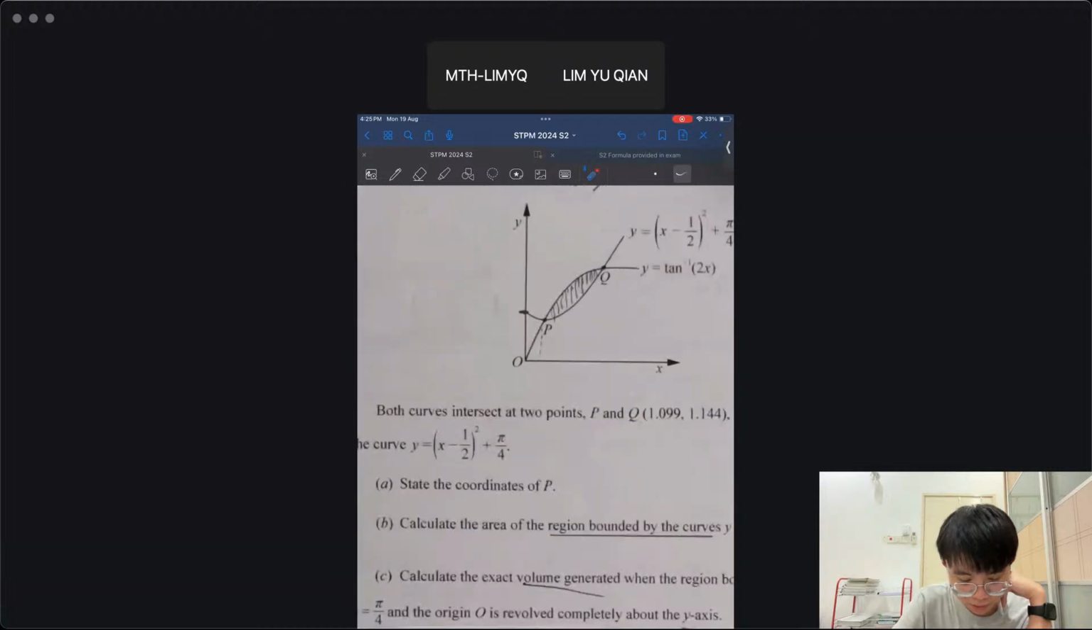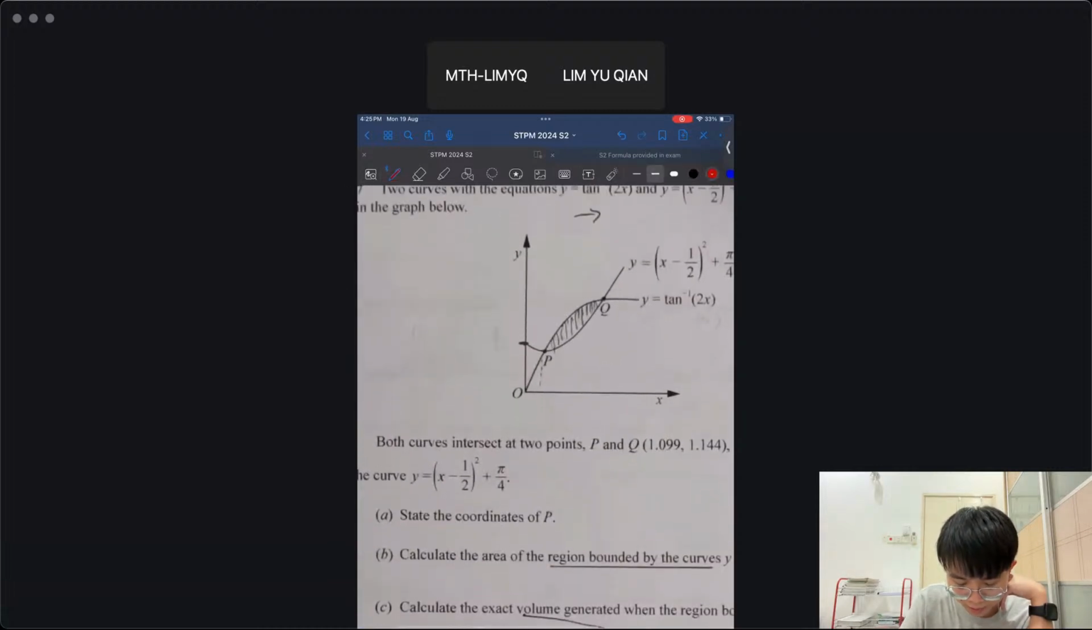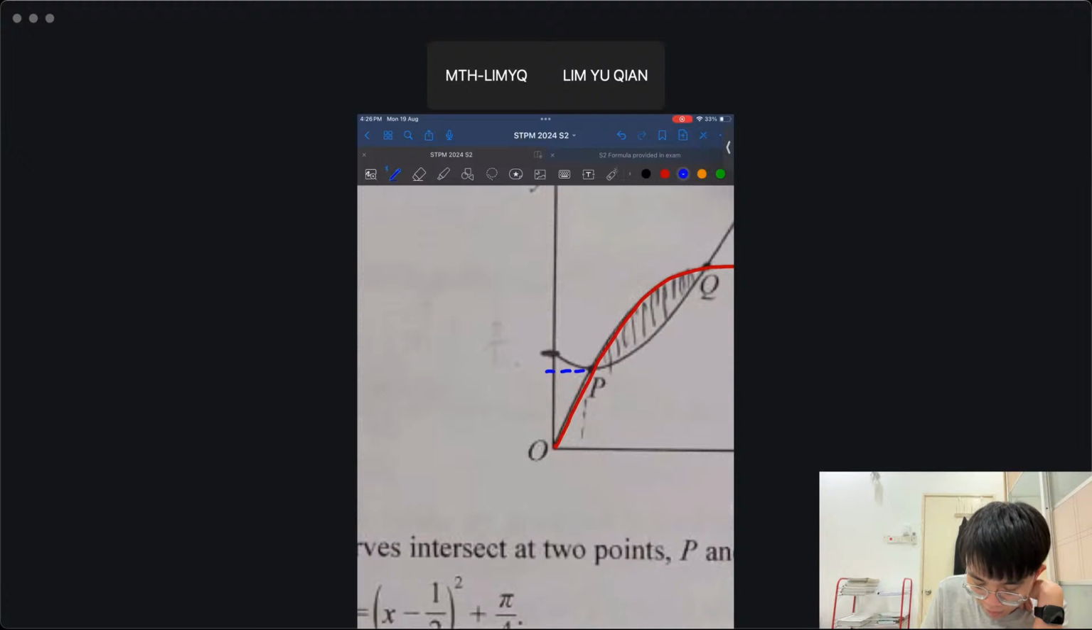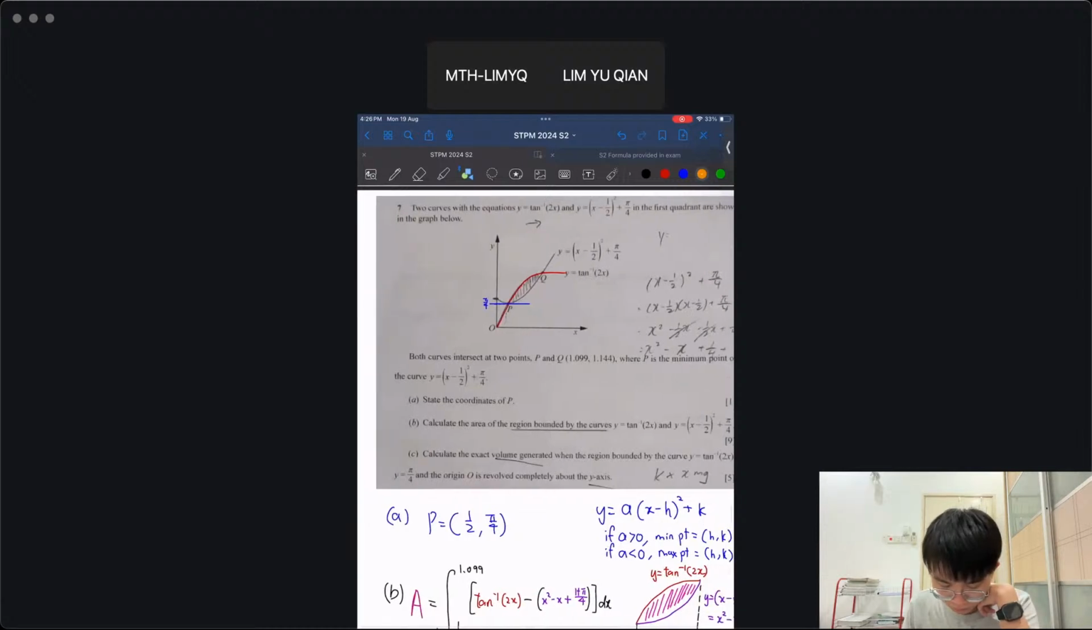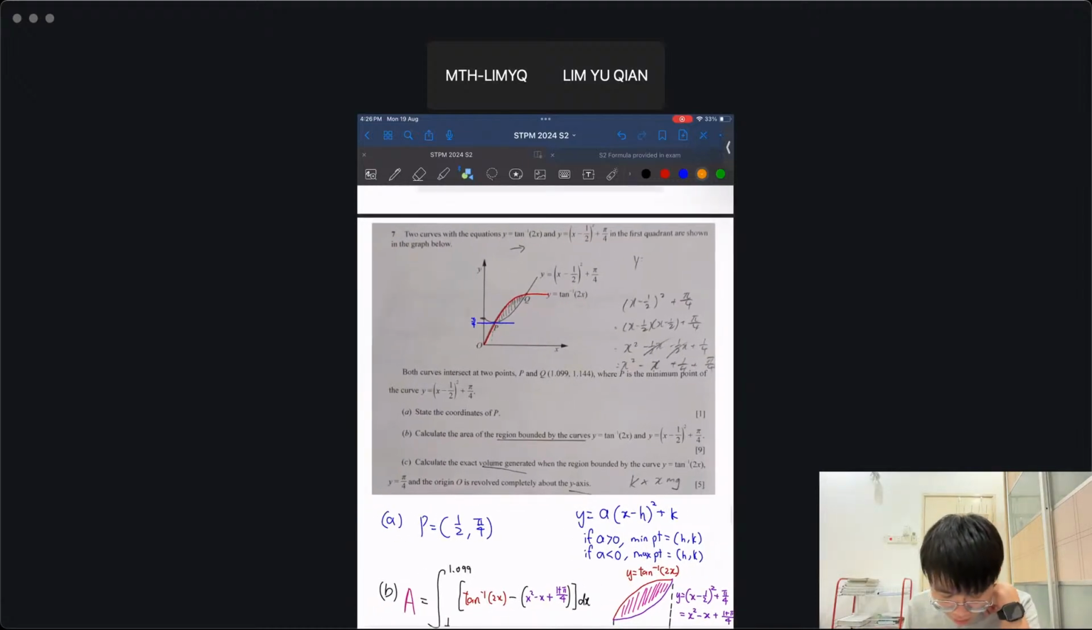So let's draw out the part. Can I just draw over here? This curve, number 1, y equals pi/4. Where is it? You see, this is pi/4, correct? The y-axis value of this is pi/4. So y equals pi/4 should be just this line. And the region bounded by this curve and origin is revolved completely about the y-axis.